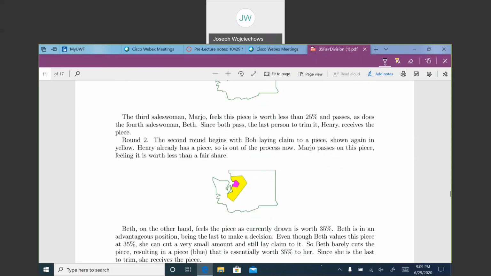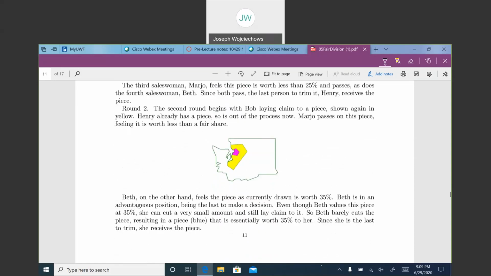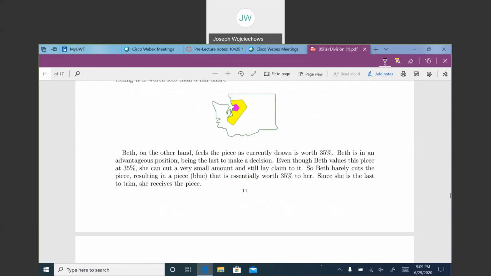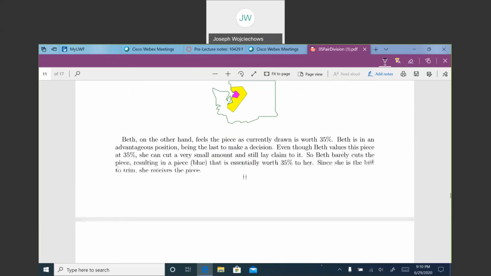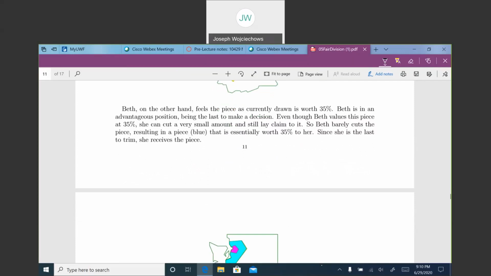On round 2, here comes Bob again, laying claim to a piece, shown again in yellow. Henry already has his piece, so he's out of it. Margot passes on this piece, feeling it's worth less than a fair share. Beth, on the other hand, feels the piece as currently drawn is worth 35%. So Beth is in an advantageous position, being the last to make a decision. Even though Beth's piece is at 35%, she cut a very small portion and laid claim to it. So Beth receives the piece, resulting in a piece in blue that is essentially worth 35% to her.